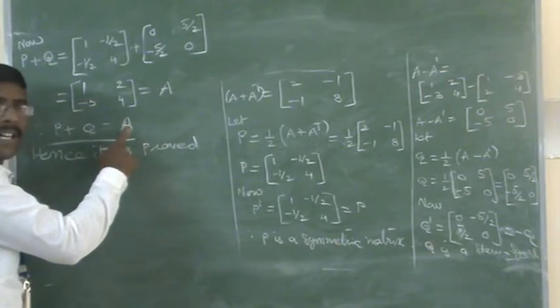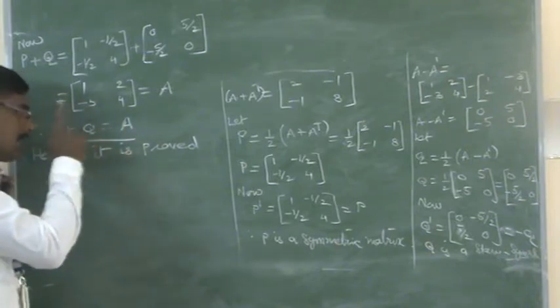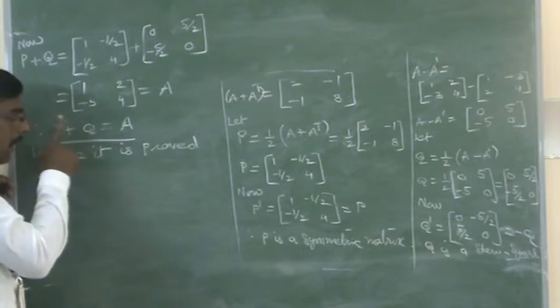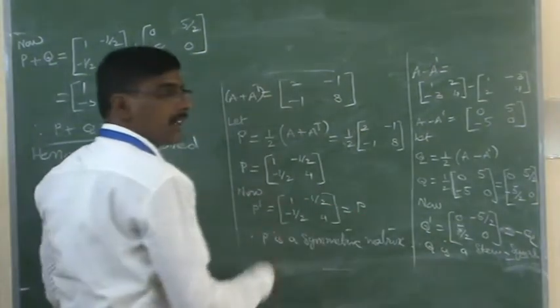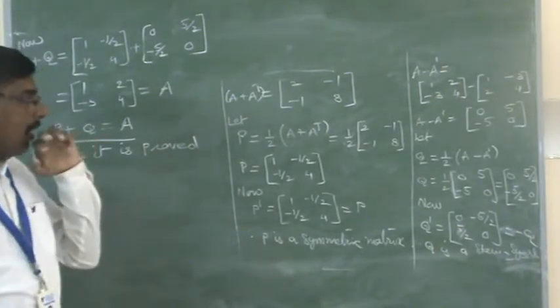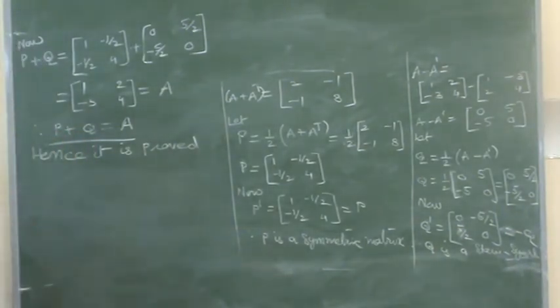The given matrix A can be represented as the sum of symmetric and skew symmetric matrices. P is a symmetric matrix. Q is a skew symmetric matrix. This is important for a 3 mark question.